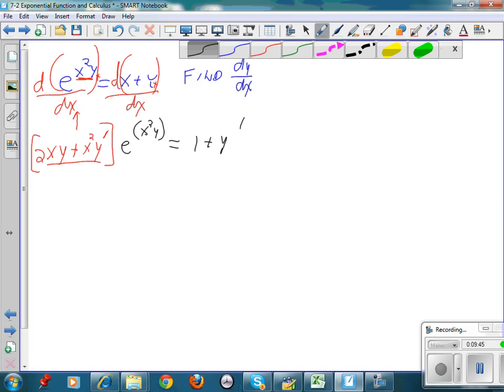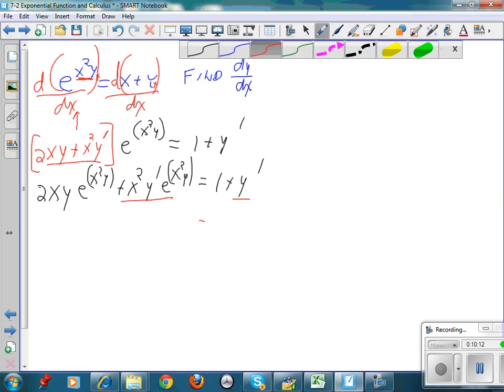What do I do now? I bring all my y primes to one side. We'll do it: 2xy e to the x squared y plus x squared y prime e to the x squared y equals 1 plus y prime. Okay, I'm going to bring all these together. I'll say y prime times x squared e to the x squared y, minus y prime, is equal to what's left on the left-hand side, 2xy e to the x squared y minus 1.